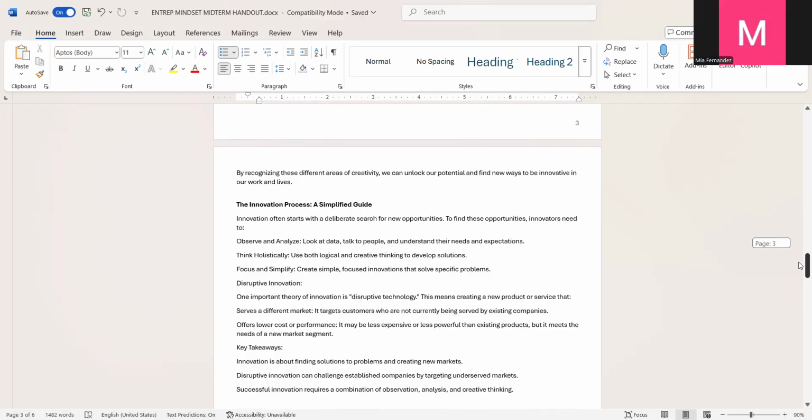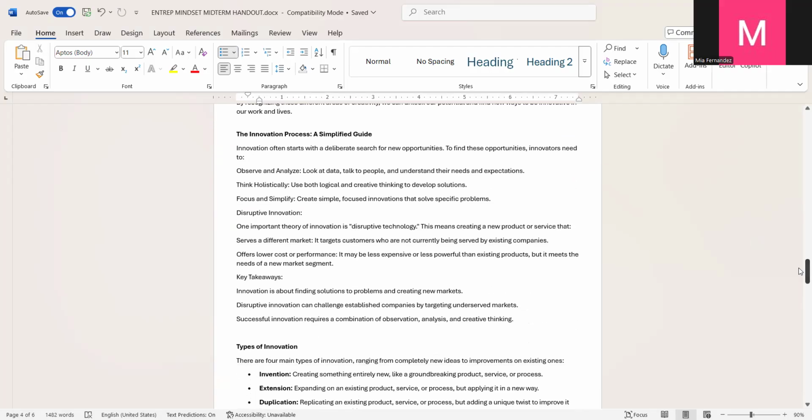The innovative process, a simplified guide. Innovation often starts with a deliberate search for new opportunities. To find these opportunities, innovators need to observe and analyze. Of course, look at the data, talk to people, think holistically. When you say holistic, complete. So you have to use both logical and creative thinking to develop solutions. Focus and simplify.